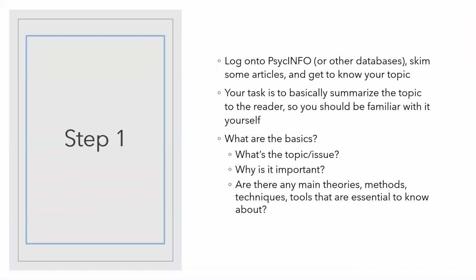So step 1, you log into PsycInfo and, putting the skills you just learned to good use, find and skim some articles and get a general sense of your topic. Your task is to basically summarize the topic to your readers, so you should be familiar with it yourself. In particular, you're looking at what's the topic and issue? Why is it important? And are there any main theories, methods, techniques, and tools that are essential to know about when you're diving into the literature or research on this topic?